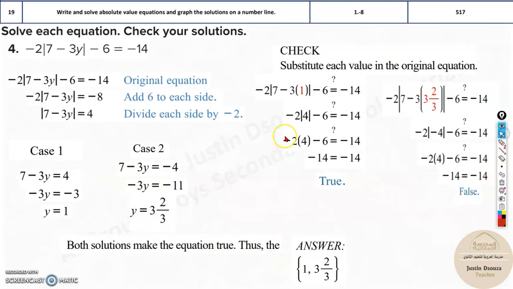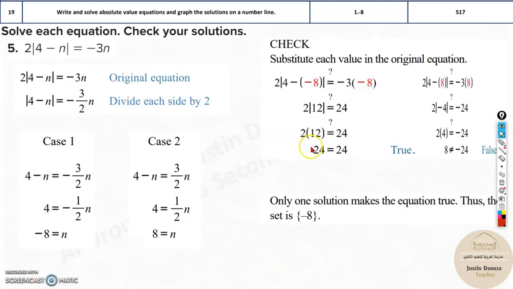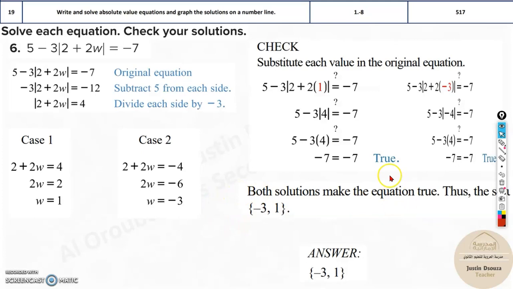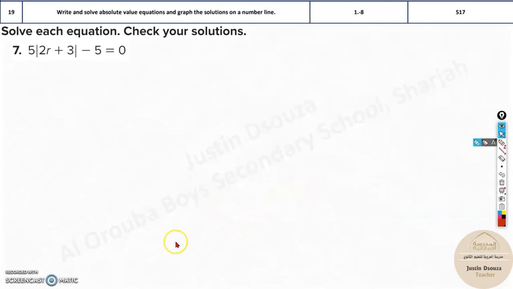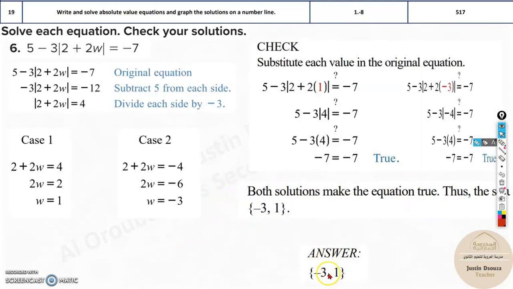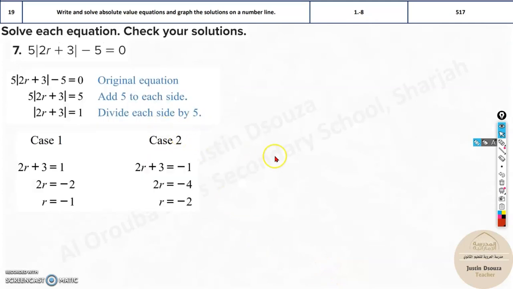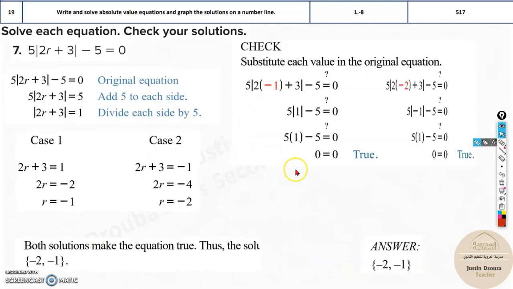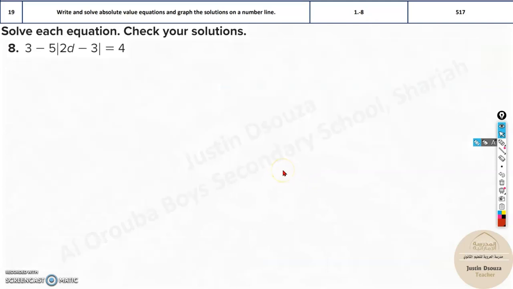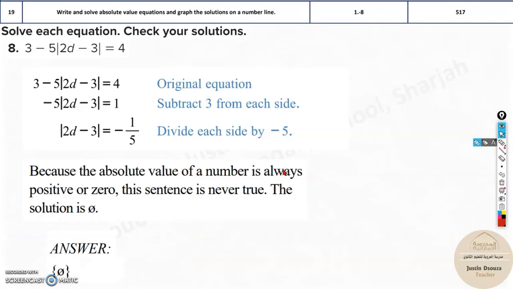Now, let's quickly see the other answers over here. This is true and the right side is false. Why? 8 is not equal to negative 27. So only one answer. If both are true, then it is true. See over here, both are true. So both the answers are considered. Similarly, please do solve the others. You can pause the video and check the explanation. And please do solve it by yourself and then check for the answers. So this is the last one.